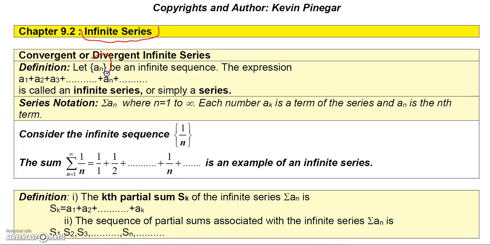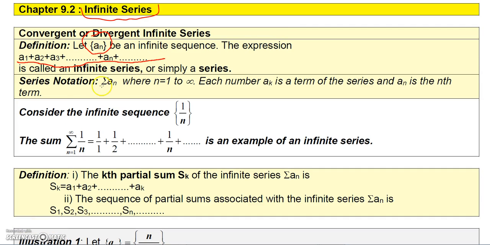Let's assume that this represents an infinite sequence. Then when we sum all of these terms, A1, A2, A3, An, and so forth, where n goes to infinity, we call this an infinite series, or simply a series. There's a series notation that you can use. It's a sum notation, using this sigma, and it means you're going to sum all the terms of your sequence.